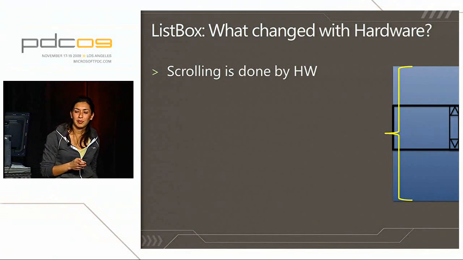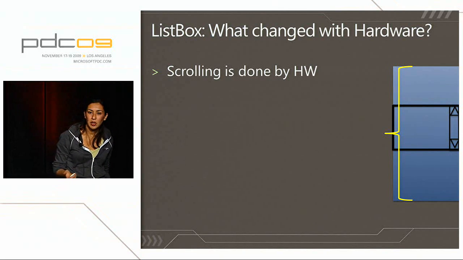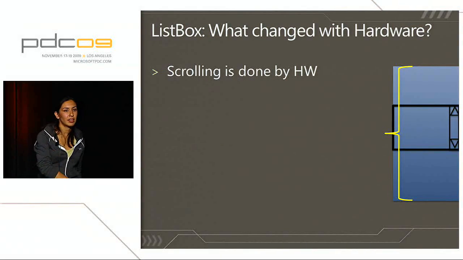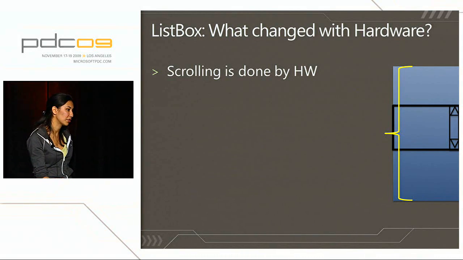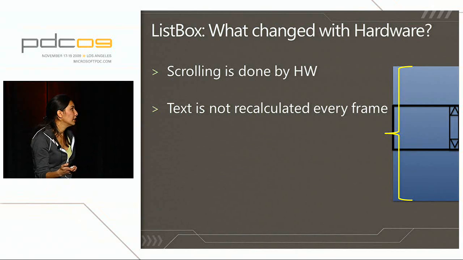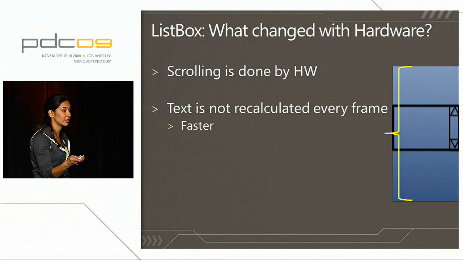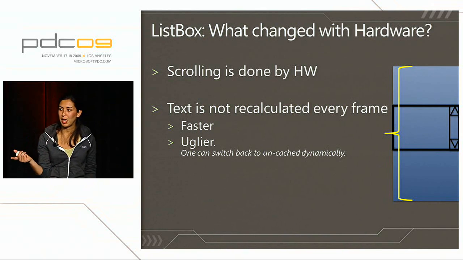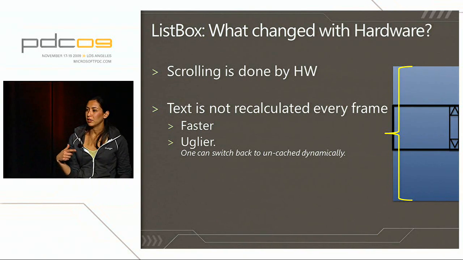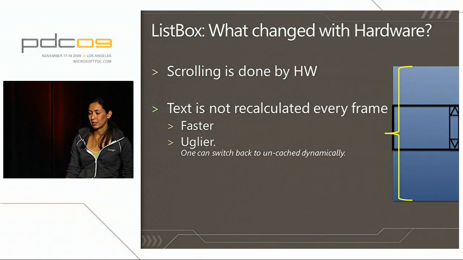So the advantage that I got was when I scroll, that's actually given back to the hardware, and I have less CPU used when I'm scrolling. The text is not recalculated every frame. So the text is treated like an image at that point, which is fast, but it also can be a little bit uglier. So you can switch back and forth between cache mode if you want the text to be back at the original look.